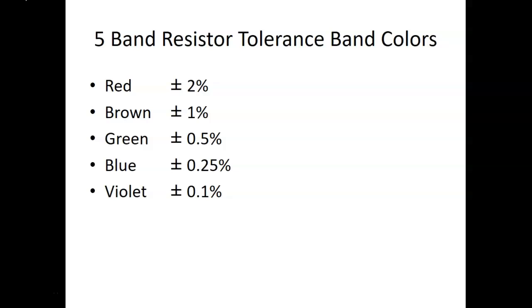The tolerance bands for 5-band resistors, if you have red, that's a plus or minus 2%. Brown is plus or minus 1%. Green is 0.5, blue 0.25, and violet is 0.1, or 0.1%.